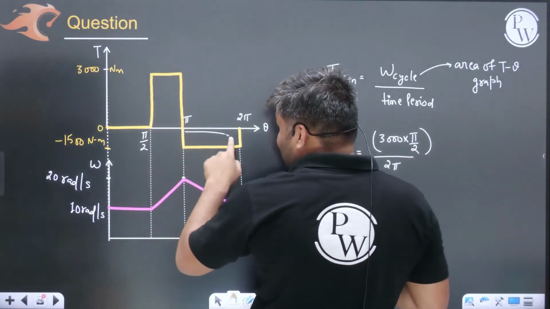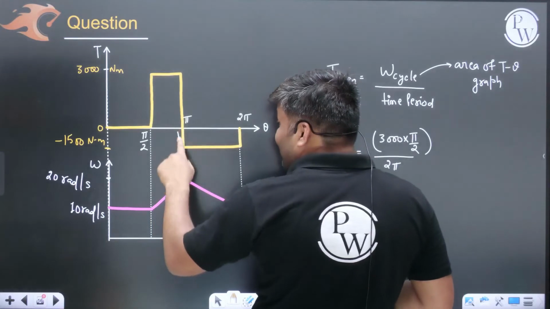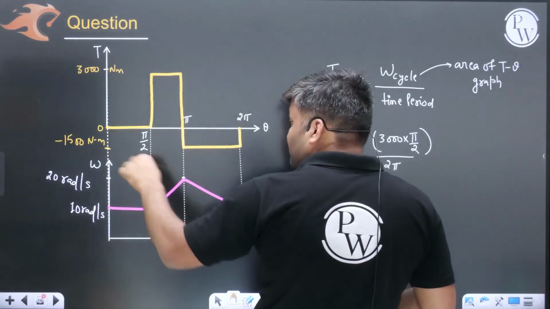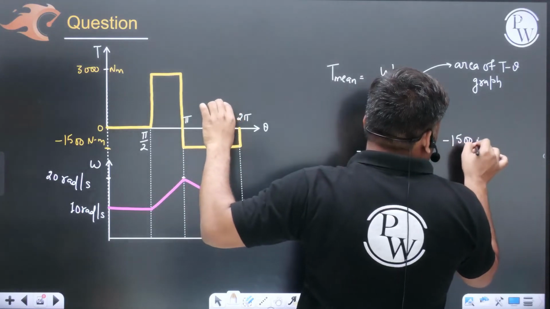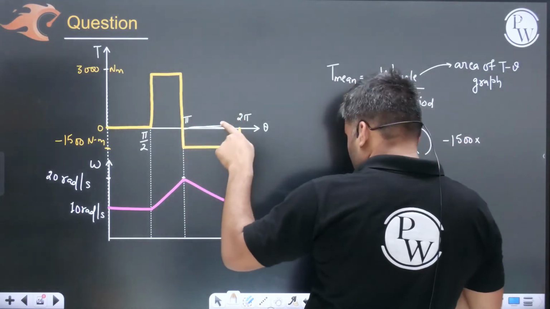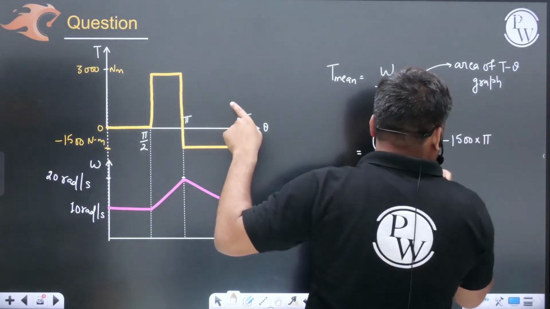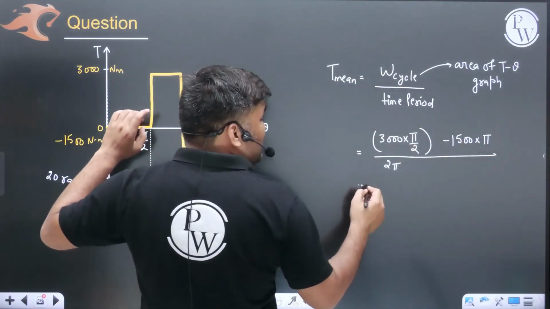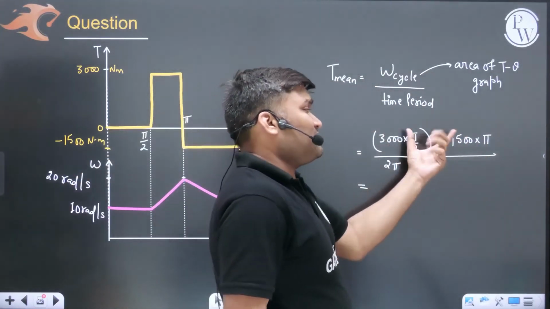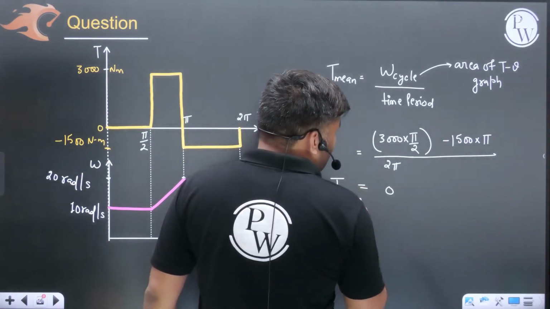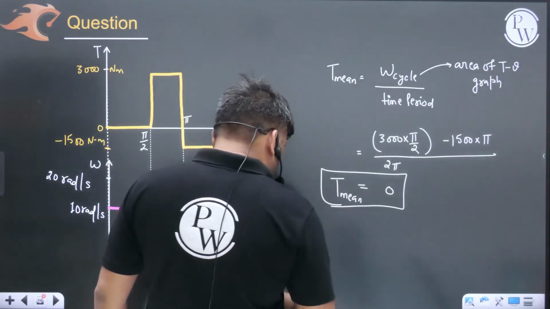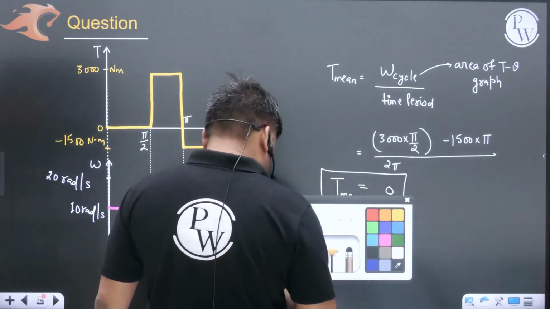Here, how much is this area बेटा? This is negative torque. Minus का 1500. Minus का 1500 into how much is this distance बेटा? ये कितना है? Pi. Total work done मिल जाएगा. How much is the work done? This minus this. This comes out to be 0. अरे यार, mean torque तो 0 आ रहा है.